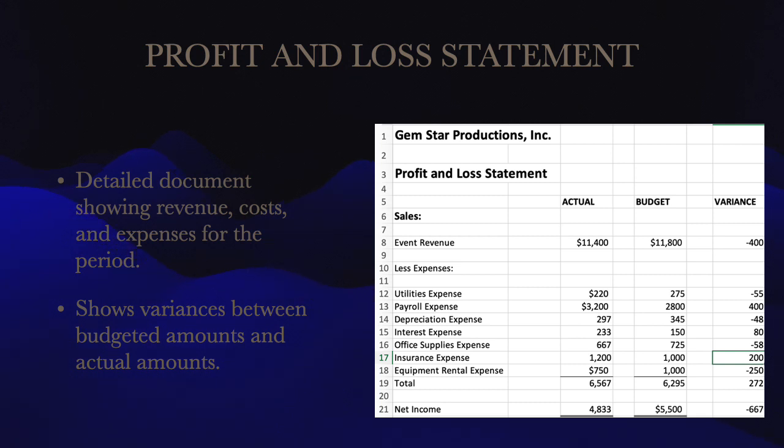In the next line, we can see that we had budgeted for $6,295 to cover all of our expenses, but in total we ended up spending $6,567, which would put us over budget by $272. Our final line shows us our actual net income versus what we thought our net income would be. Unfortunately, we came in under our expected by $667. We had anticipated making $5,500 in net income, but we only ended up with $4,833.